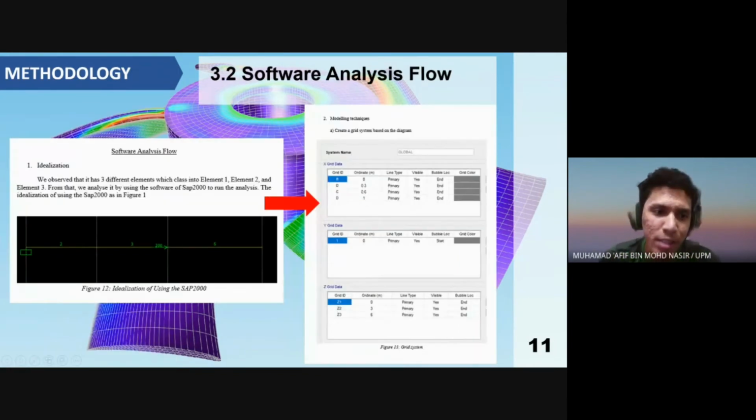Next, this is the illustration for the idealization. We have three different elements, so we class it into three elements: element 1, element 2, and element 3. From that, we analyze these elements by using SAP 2000. This is the grid line that we create from one element to the next. The first element's length is 0.3 meter, the second element is 0.3 meter, and the last element, element 3, has a length of 0.4 meter.